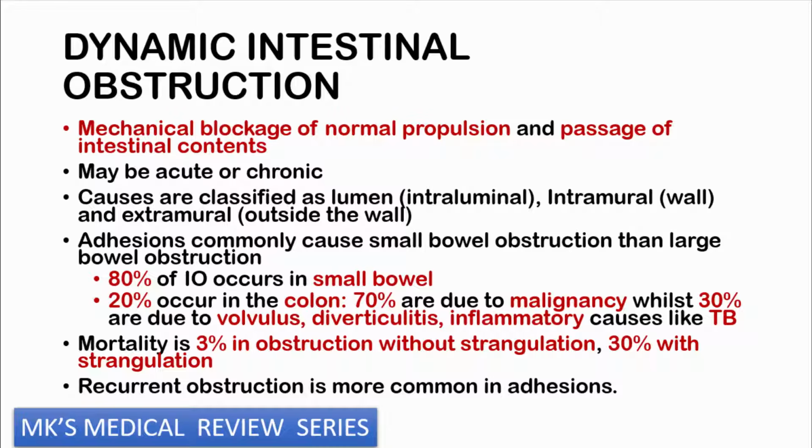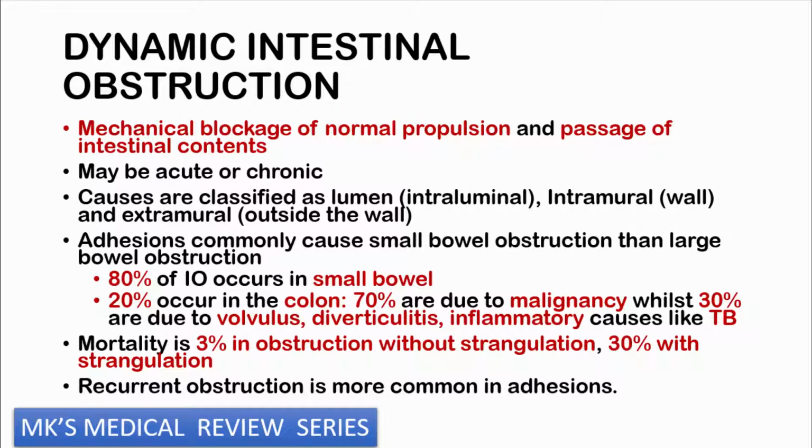And remember that adhesions are by far more common in small bowel obstruction than they are in large bowel obstruction. So they're going to be accounting for 80% of intestinal obstruction that is going to be occurring in the small bowel. And about 20% of this intestinal obstruction is going to be happening in the colon. And out of that 20%, 70% is often due to malignancy, while 30% is due to volvulus, diverticulitis, or some inflammatory causes such as tuberculosis.